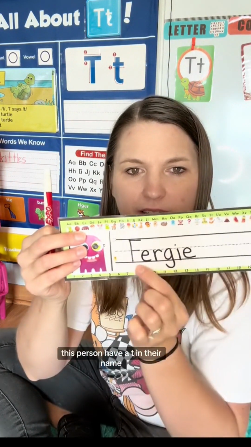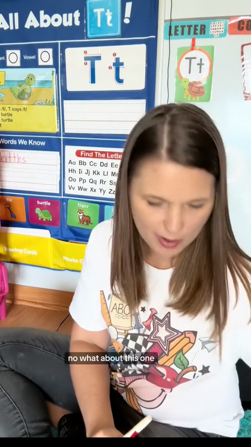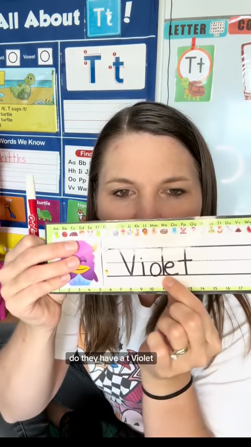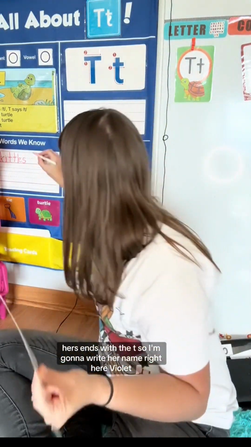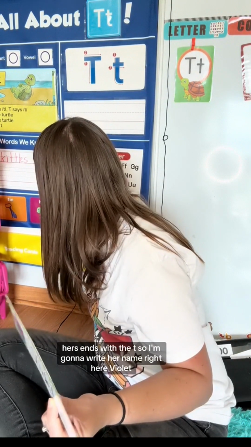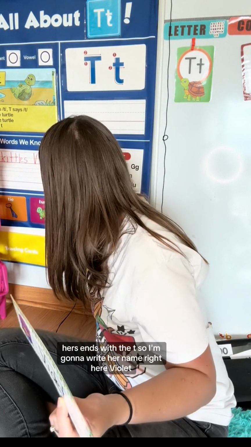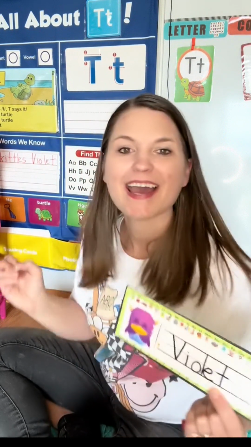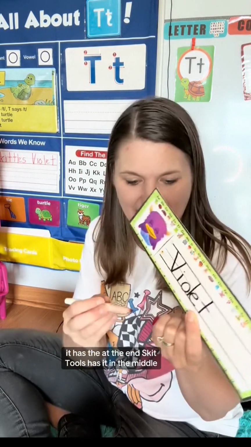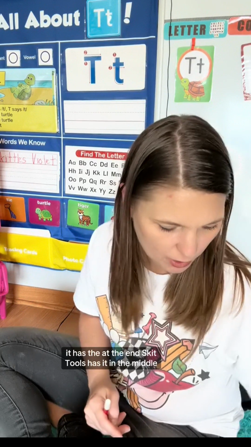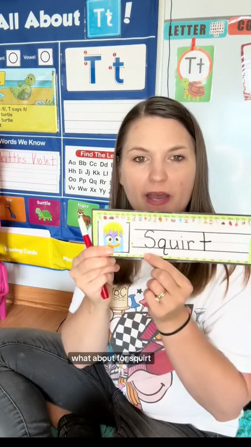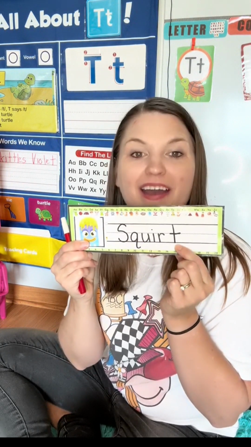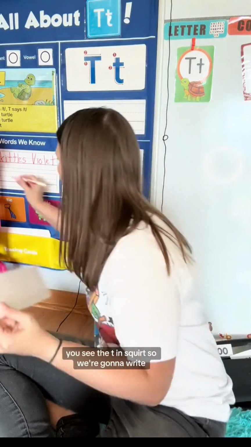This person have a T in their name? No. What about this one? Do they have a T? Violet. Hers ends with the T. So I'm going to write her name right here. Violet. It has the T at the end. Skittles has it in the middle. Any T in Riley? No. What about for Squirt? You see the T in Squirt, so we're gonna write it.